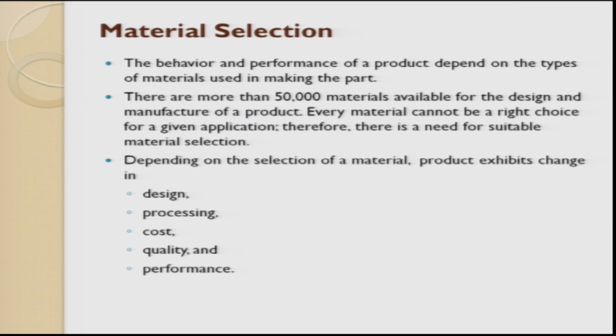So material selection is very important. Here what we do is we take the behavior and the performance of the product both, depending upon the type of material which is used for making a part. For example, a chair can be made out of steel, a chair can be made out of wood, a chair can be made out of polymer material.